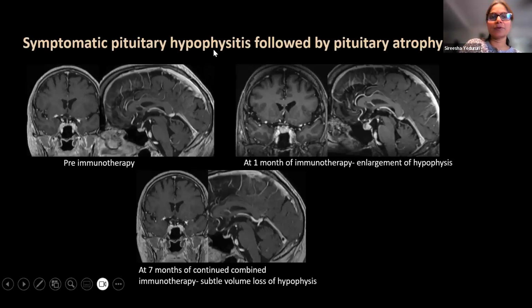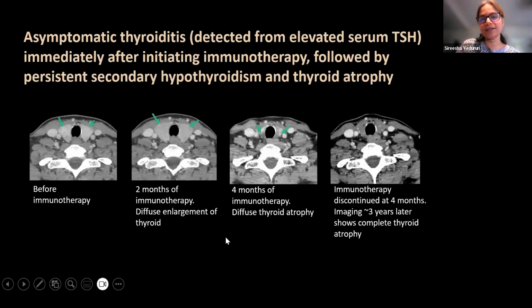Symptomatic pituitary hypophysitis. You see, this is a normal gland before immunotherapy. After 1 month of immunotherapy, there is diffuse enlargement of the pituitary gland, and maybe some atrophy, but pituitary is such a small gland that it's difficult to appreciate volume loss unless it's completely atrophic. But maybe there is minimal volume loss here.